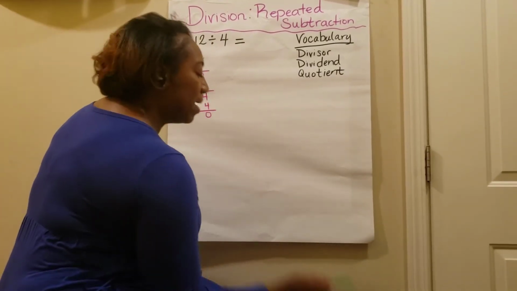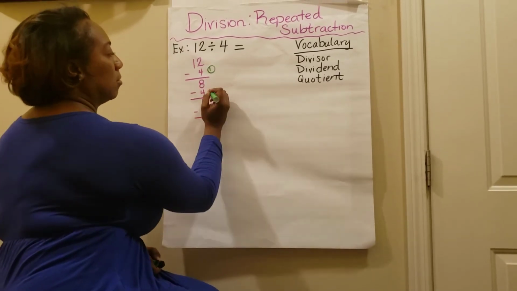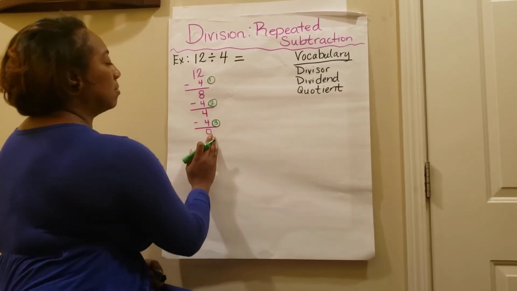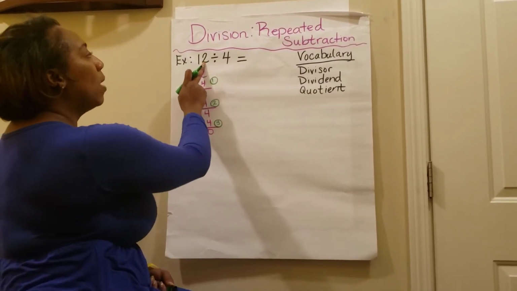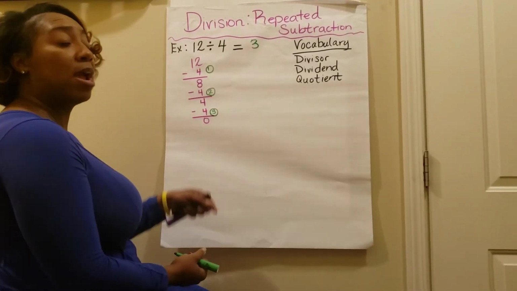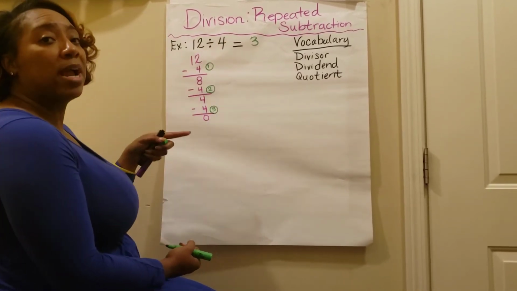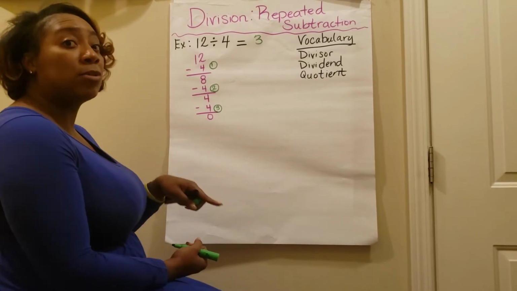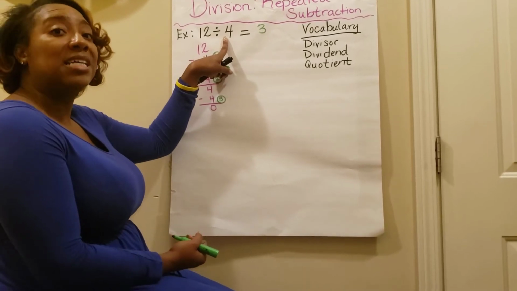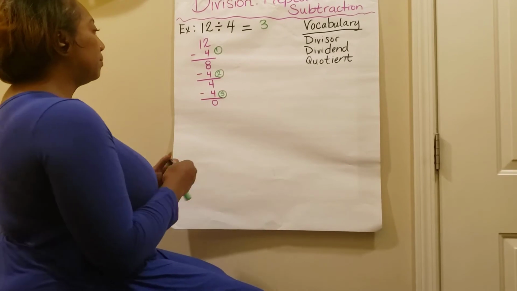So now that I'm at 0, I'm going to say, okay, I subtracted 4 one time. I subtracted 4 two times. I subtracted 4 three times, and now I'm at 0. So that means 12 divided by 4 equals 3. I had to subtract 4 three times. So that's how we use repeated subtraction. So what I'm doing for repeated subtraction, I'm starting with my dividend, and I'm constantly subtracting my divisor until I get to 0, okay? So let's try another problem.